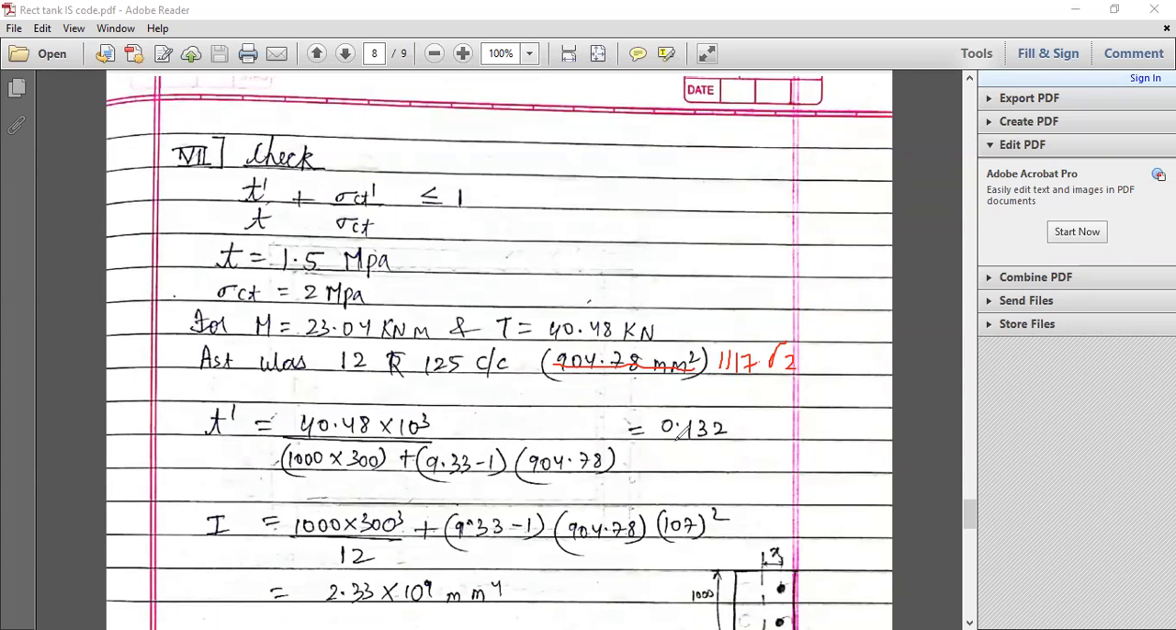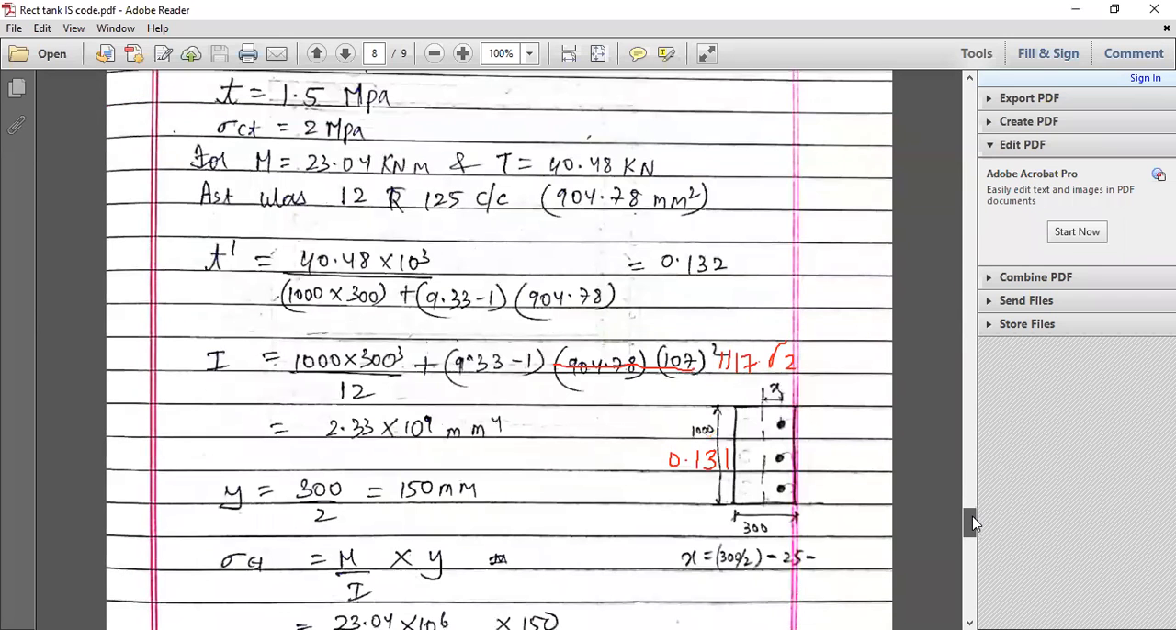I think here AST provided is different, right? And the rest of the values are same. So there should be slight difference. Okay, 0.131. So this is coming out to be 0.131. Now find out moment of inertia.